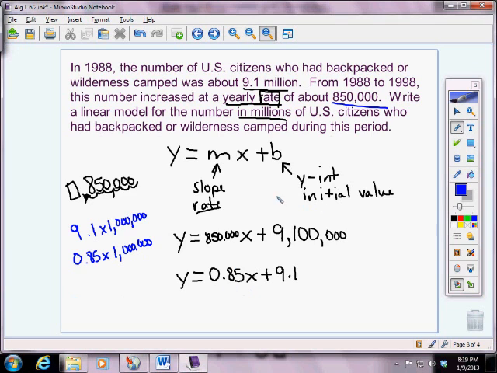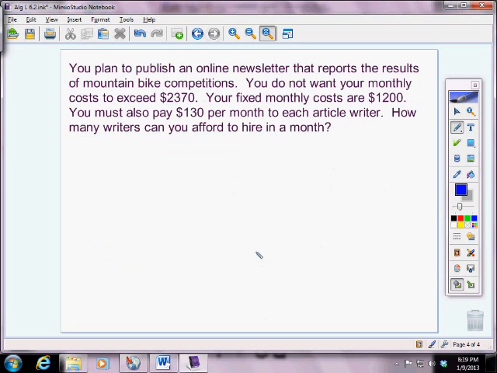Don't focus on that so much. I want you to focus on remembering that when we set up a linear model, one of the things we can do is if we're given an initial value and a rate, we can put it into slope-intercept form. So let's use that thought for this next example.